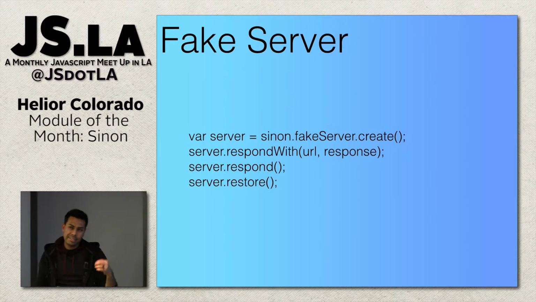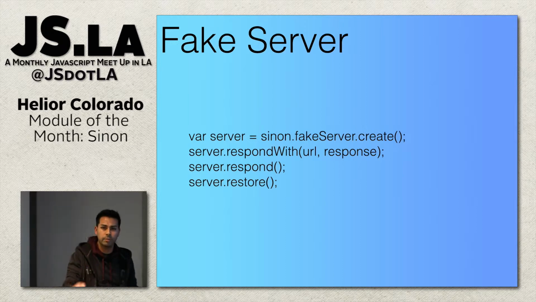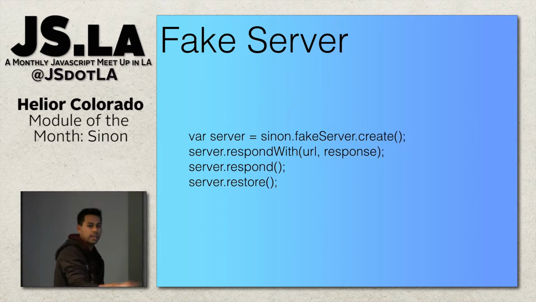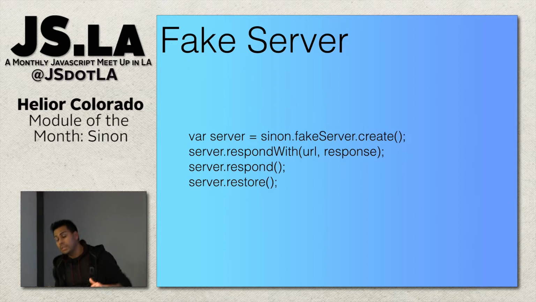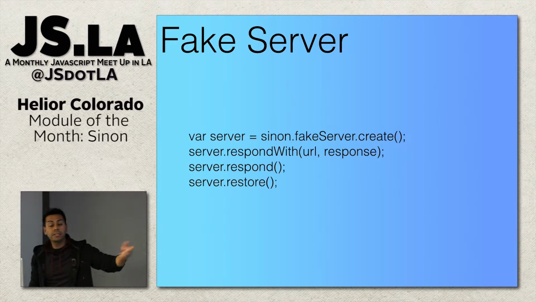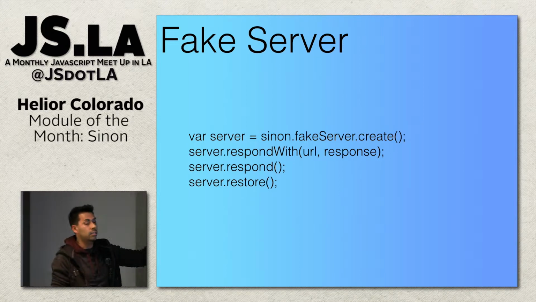But I think XHR is at a very, very low level, that if you try to override this and do stuff with it, you have to do it for every different kind of request library out there. For me, it makes more sense to just fake the server, because that's the output anyway, right? And the idea here, and this is the workflow, you initiate a new server.